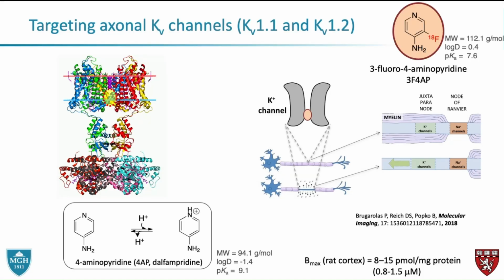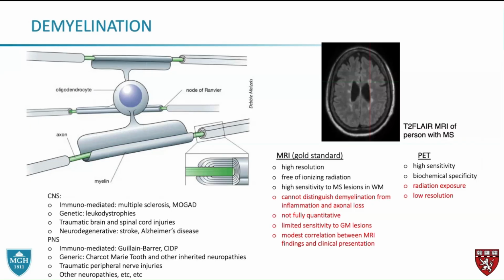So the idea that we had was, can we use this molecule to detect potassium channels and changes in potassium channels due to demyelination? So we proposed that perhaps putting a fluorine-18 isotope on 4AP would work to image demyelination. So before I go into the development of the 4AP, let me tell you why imaging demyelination by PET.